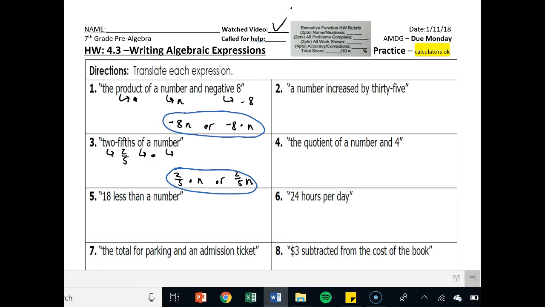Calculators are okay, but they're really not going to help you on this homework. It's going to be mainly vocab based, so have your notes right next to you, or have that reference sheet with all the keywords right next to you.